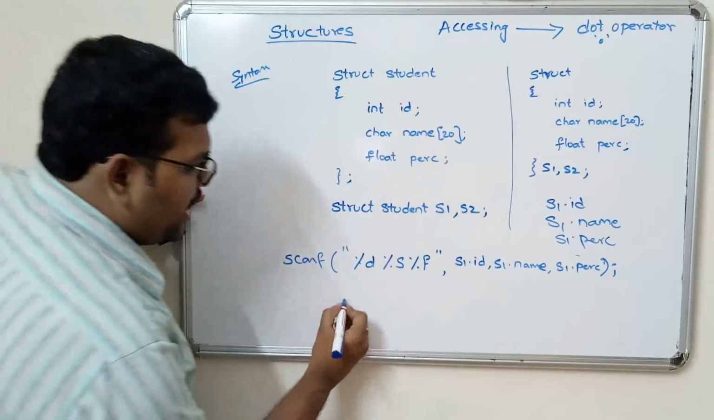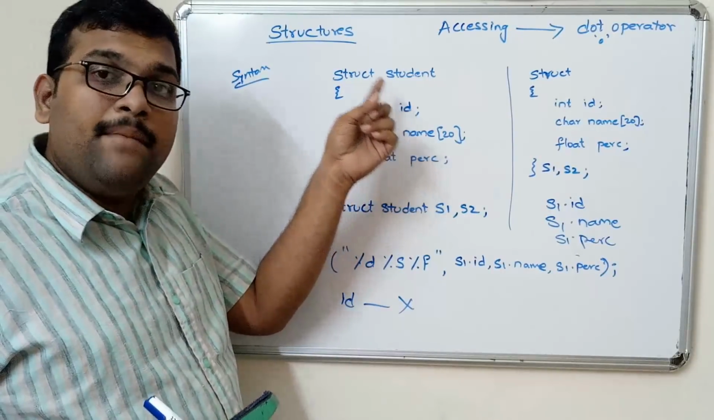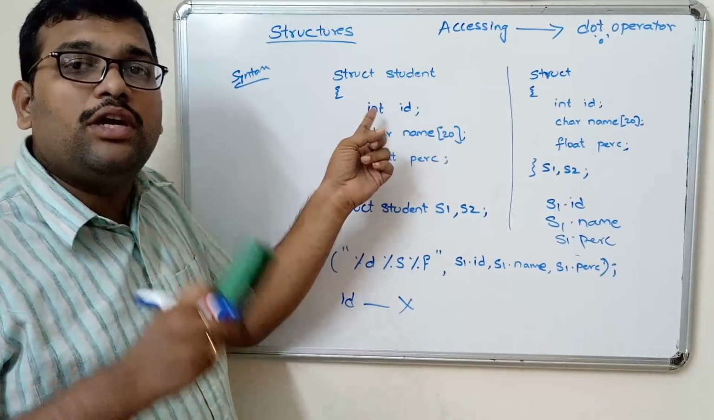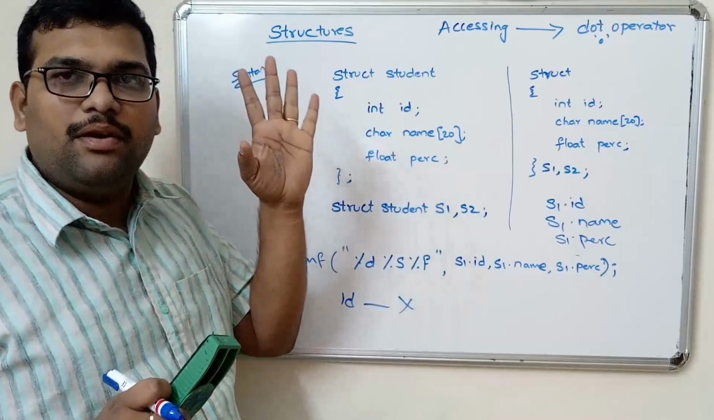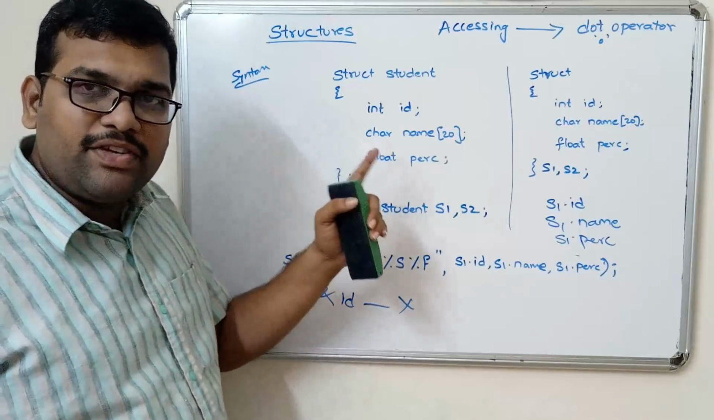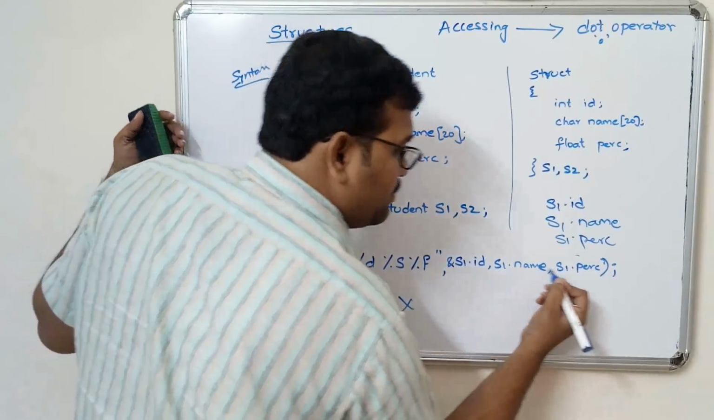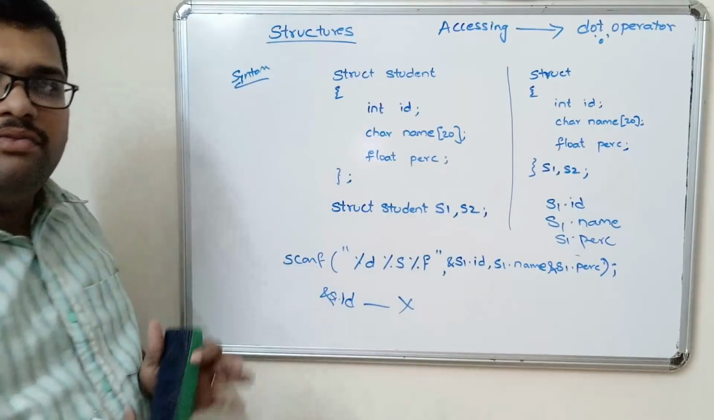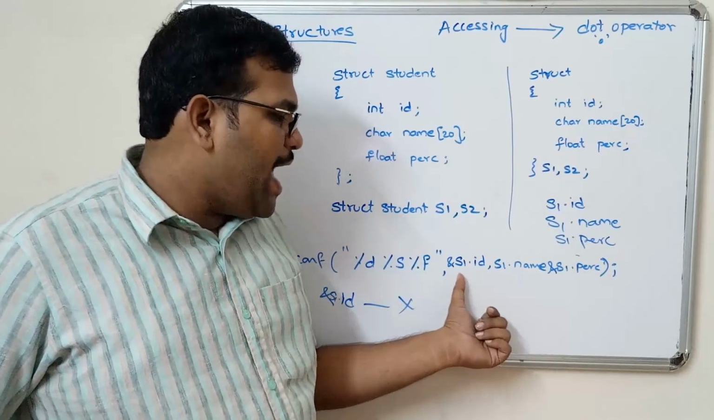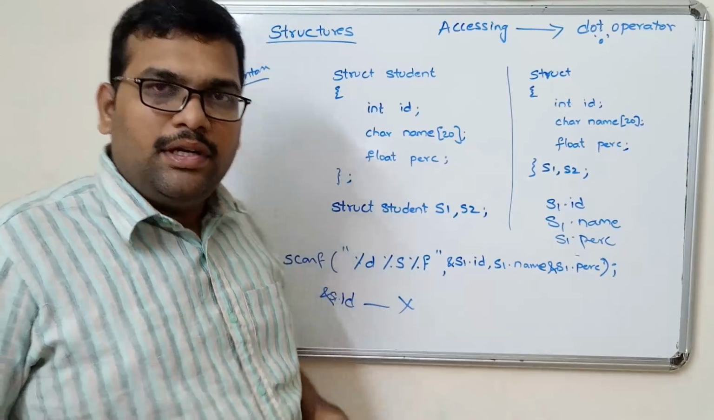If you want to access simply ID, it is invalid, because the ID is a member of a structure. So this member should be accessed only through the dot operator by using the structure variable. So you can't write ampersand ID, because ID is a member of a structure. So ampersand S1 dot ID. Sorry, here I have to use the ampersand symbol. As it is a string, we need not use the ampersand. So scanf, percentage D, percentage S, percentage F, ampersand S1 dot ID, S1 dot name, ampersand S1 dot percentage.